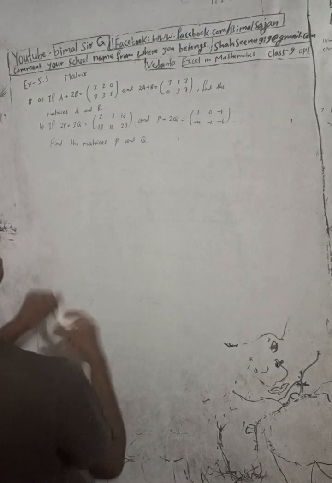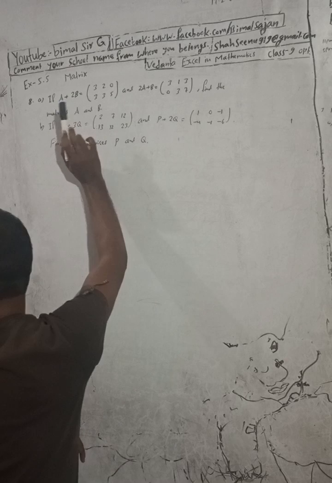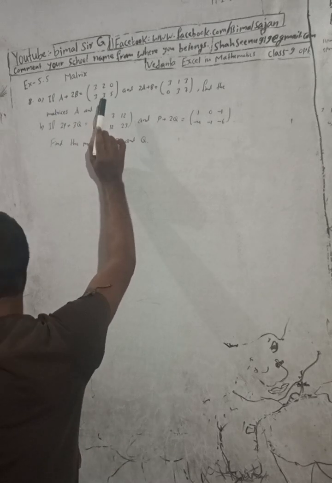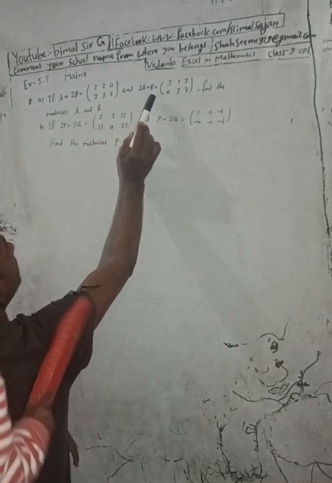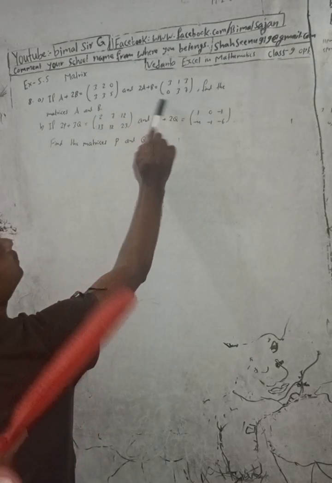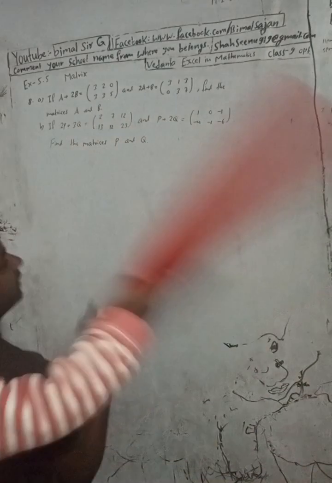Now the question is here. If A plus 2B is equal to the matrix [3 2 0; 3 3 5] and 2A plus B is equal to the matrix [3 1 3; 0 3 7], find the matrices A and B.